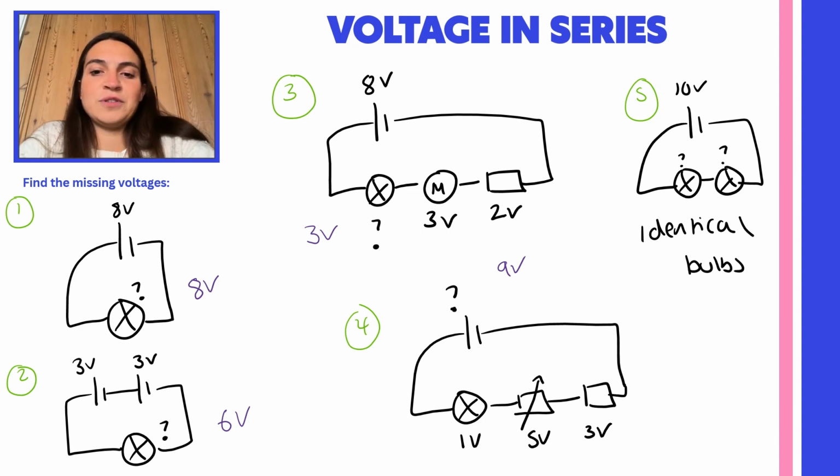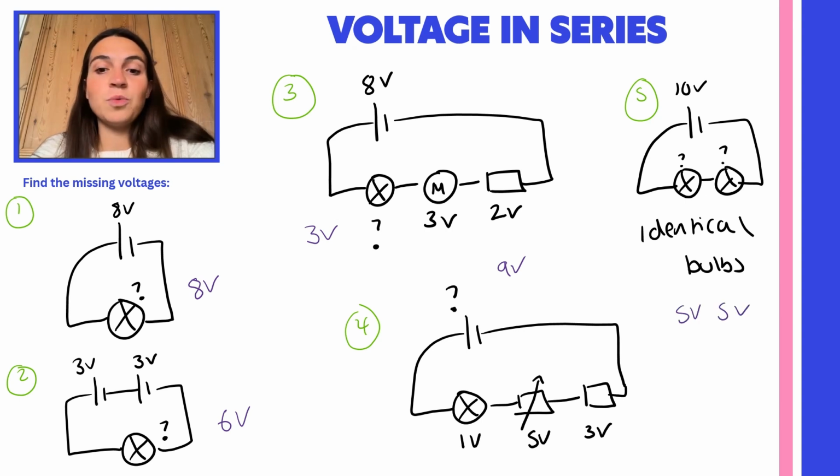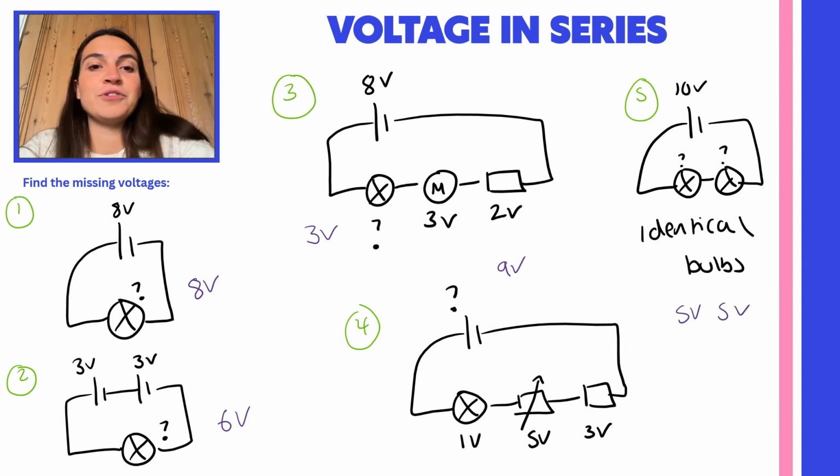So 9 volt supply. Okay, and question number 5 here, I've got a 10 volt supply, which is being shared between my 2 bulbs. Since those bulbs are identical, it is going to be shared evenly. So I know that each one of those bulbs has 5 volts over it.